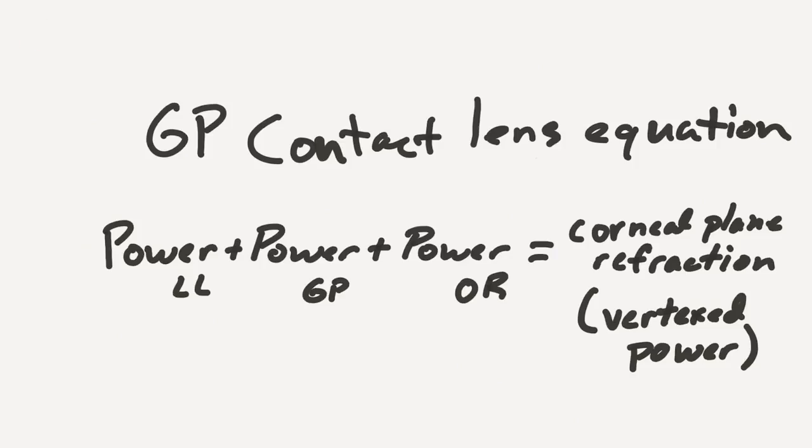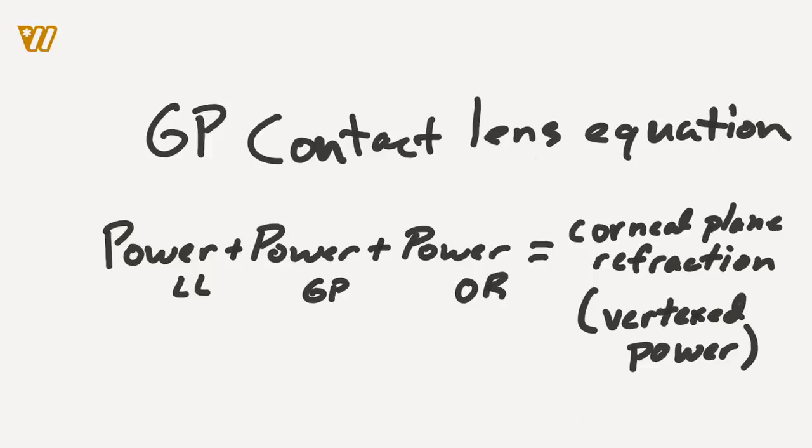So how do we account for that in prescribing GP contacts? That's going to be the GP contact lens equation. Let's take it to the whiteboard. In order to account for our lacrimal lens or our tear lens, we have equation 5.62 that I like to call the GP contact lens equation. I would suggest you write it out there at the side, kind of a header to name this equation.